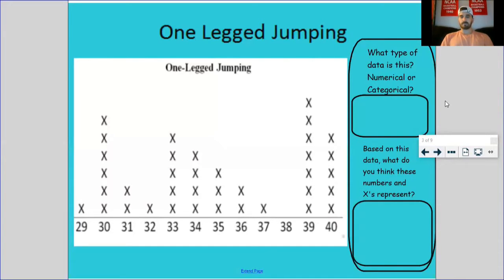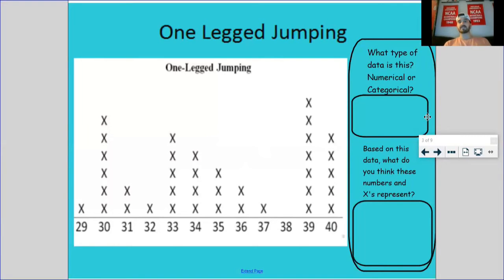So if you're looking at this line plot, this one we actually know what we're measuring. You can see it only goes from 29 to 40, so you've got a small range of numbers there, and you see what we're measuring by looking at the title. So you can look at it and know that you're measuring how many times people could jump on one leg. If you're looking right here, one person could do it 29 times. You ended up having a few people that could do it 40 times.